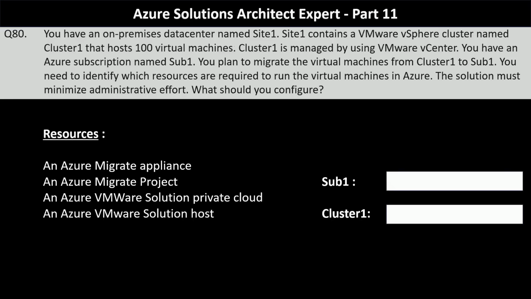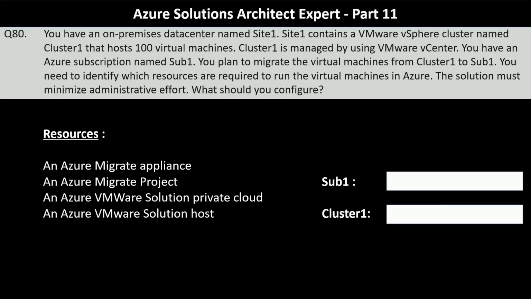Next question. You have an on-premise data center named Site 1. Site 1 contains a VMware vSphere cluster named Cluster 1 that hosts 100 virtual machines. Cluster 1 is managed by using VMware vCenter. You have an Azure subscription named Sub 1. You plan to migrate the virtual machines from Cluster 1 to Sub 1. You need to identify which resources are required to run the virtual machines in Azure. The solution must minimize administrative effort.